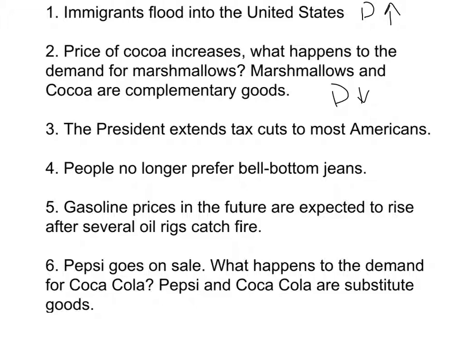Number 3 then is income. If the president extends tax cuts to most Americans, the key there is tax cuts. If you have more money in your pocket because the government is keeping less of it, you go out and you spend more, so demand increases. Number 4, people no longer prefer bell-bottom jeans. That's a taste question. Demand decreases for bell-bottom jeans.